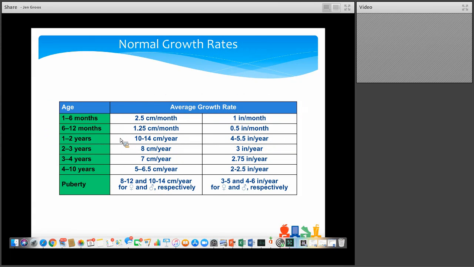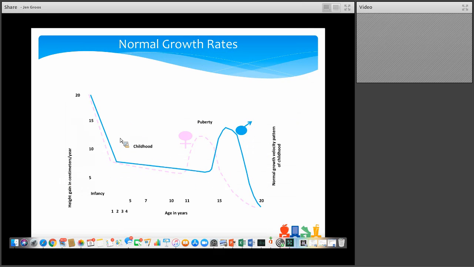I just included these charts on normal growth rates for your reference. Again, we really look at how they're growing on the growth chart, but sometimes just having a general overview of what is normal growth can be helpful too, so that's there for your reference. And this is just an overview of what our normal growth rates are.